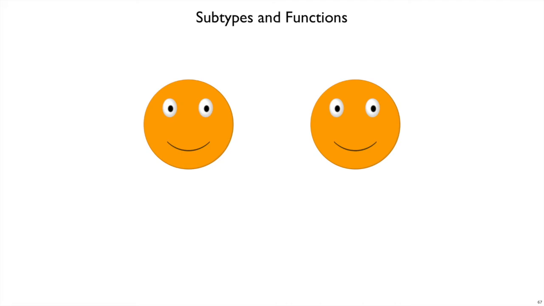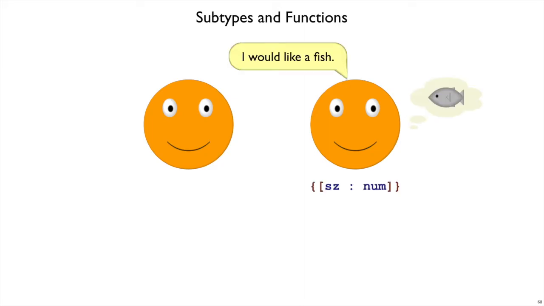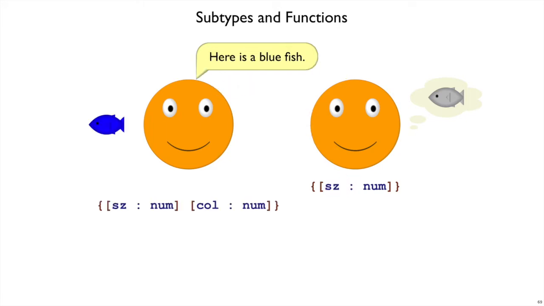As we start looking at more programs, we may find more places where we want to allow subtyping than what we've allowed so far. We've already seen subtyping interaction with functions a little bit in the sense that here is Alice and Bob, and Bob says, "I would like a fish," where fish corresponds to some record that just has a size field. And Alice says, "Well, here's a blue fish."